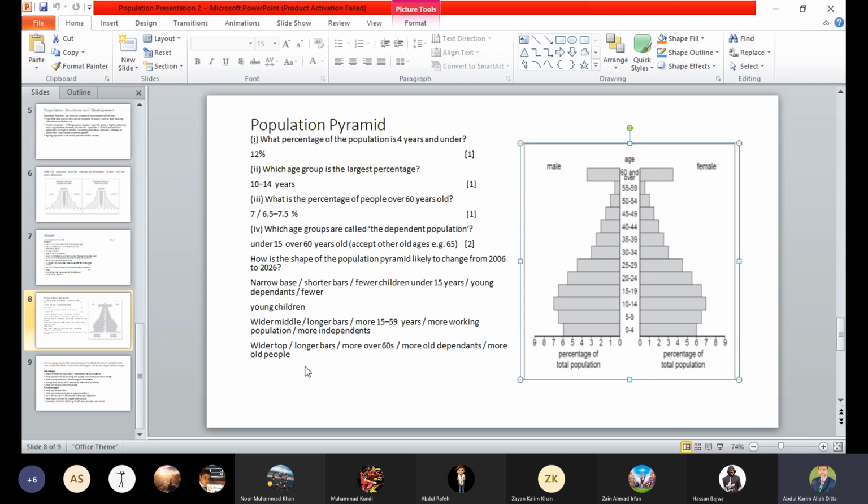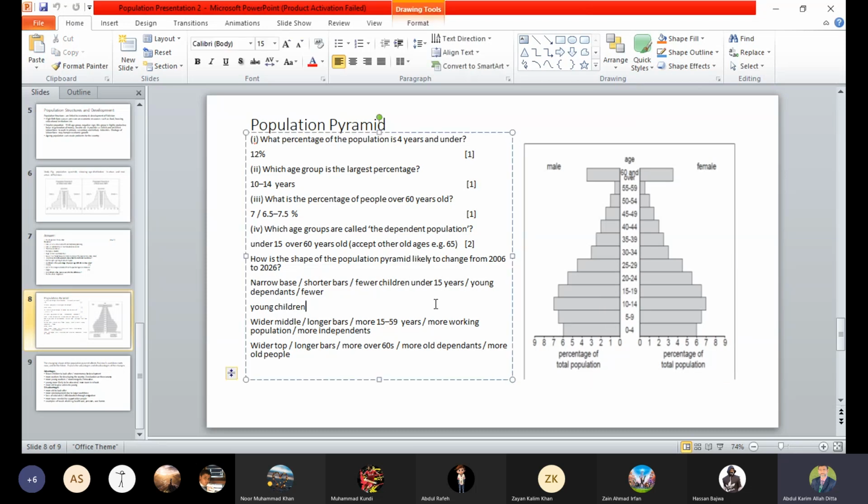And in the same way, my dear, the wider top, the upper age group of this pyramid, where the bars get more wider, means there will be more old dependent people, and the country will have to use its resources for their livelihood, their health, and some other facilities the country has to provide. So like that, you have to answer the question.